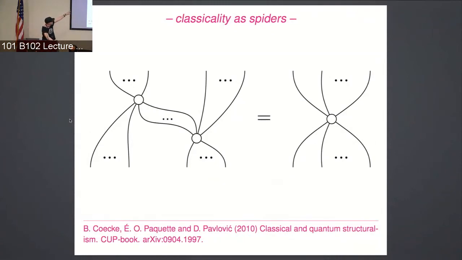So these nodes represent spiders. 2 spiders meet each other, they are connected in some way, you get a bigger spider. So that's the key equation governing the behavior of these spiders. And they are a generalization of wires.